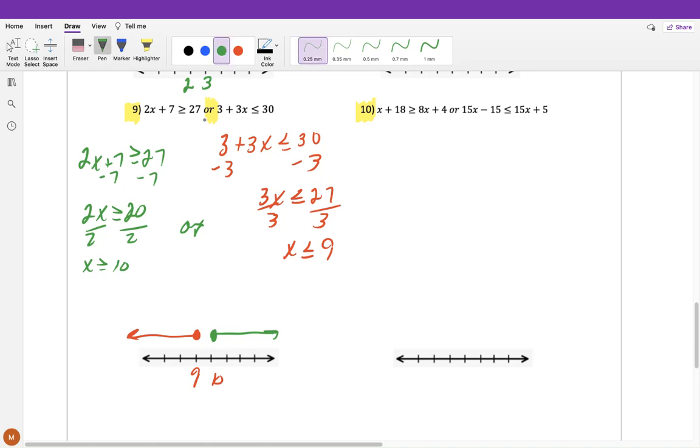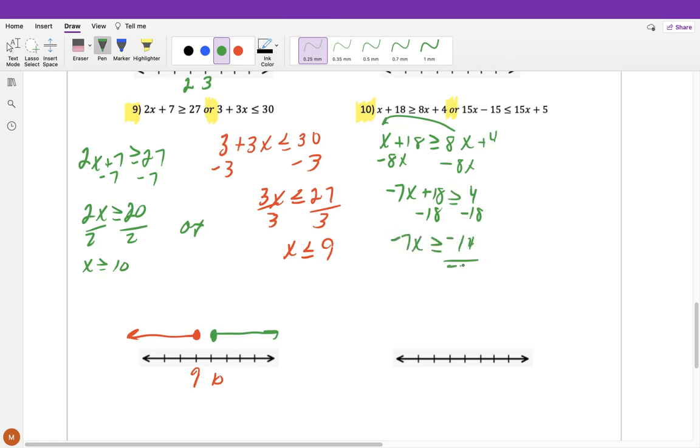All right, and now we did go over number 10 in class, but you guys wrote this down as well, so I'm just going to put it on the video just in case. We have an or statement. So we have our first one of x plus 18 is greater than or equal to 8x plus 4. I'm going to move my x to the left-hand side by subtracting 8x. So we have negative 7x plus 18 is greater than or equal to 4. Now I'll subtract the 18. So negative 7x is greater than or equal to negative 14, and divide by negative 7. So x is less than or equal to 2.